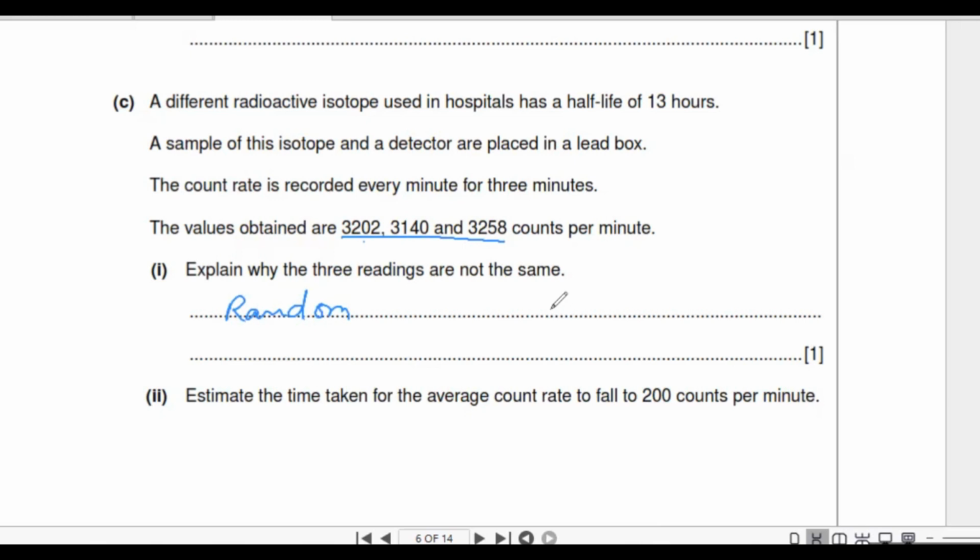Next one. Estimate the time taken for the average count rate to fall to 200 counts per minute.